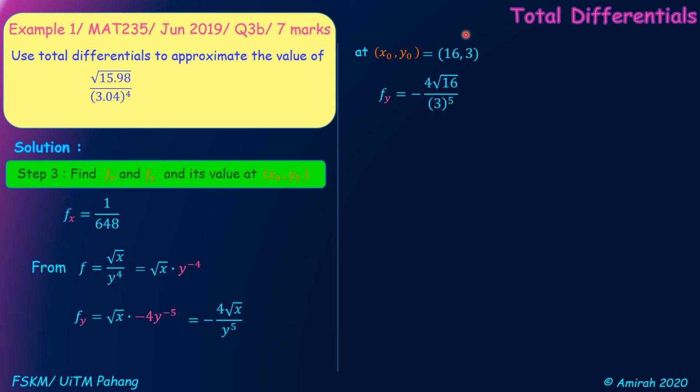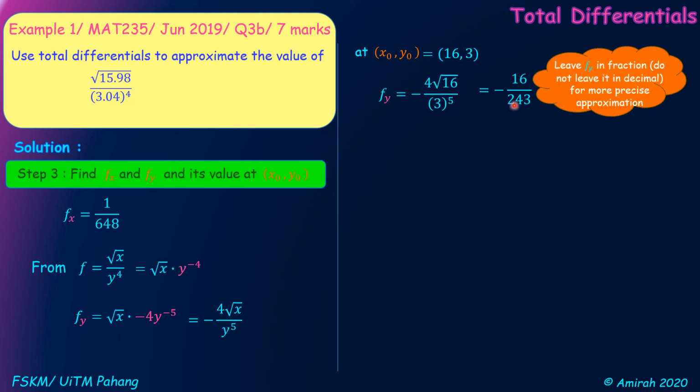We replace x by 16 here, and we replace y by 3 here. Then we simplify, so we get negative 16 over 243. Okay, we leave fy in fraction. Do not leave it in decimal, for a more precise approximation.